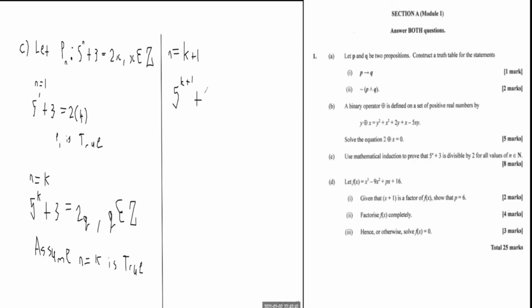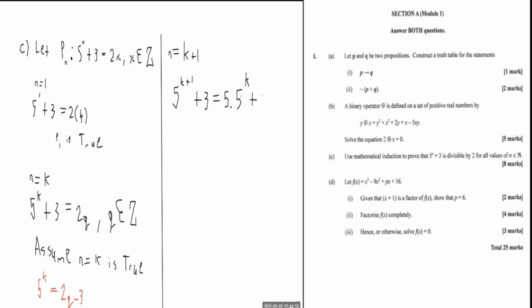All right. Now, I'm going to go back to over here. Well, assuming this one is true, if I were to make 5 to the k the subject, I would say that 5 to the k is equal to 2q minus 3. Agreed? Yes. So now what we're going to do is, instead of writing 5 to the k plus 1, I'm going to break that down as 5 times 5 to the k, plus 3. That's how I'm going to break it down.